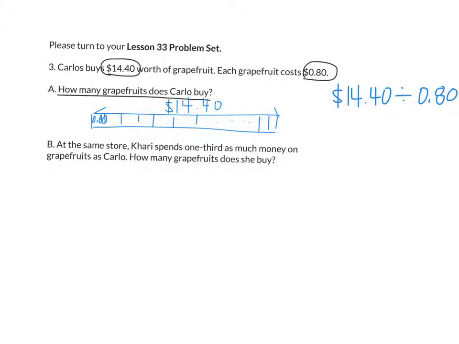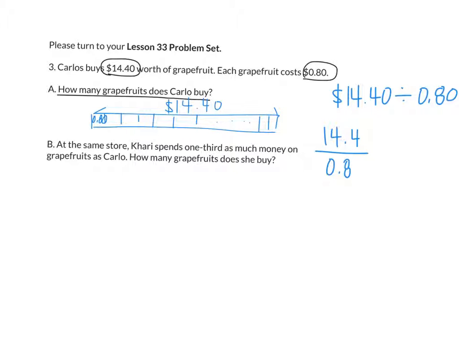Turn it into a fraction. How can I write that as a fraction? Kazu? Okay. Good. Okay, now I noticed that I have these zeros at the end. Do I really need them? No. Do they change the value? No. So I could write 14.4 over 0.8.